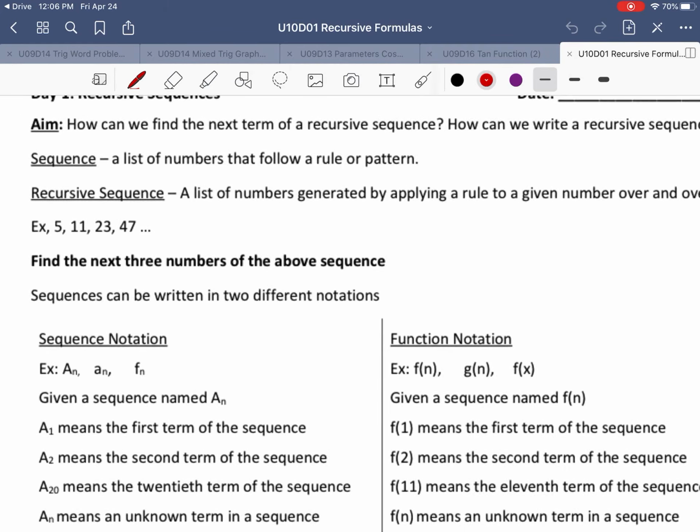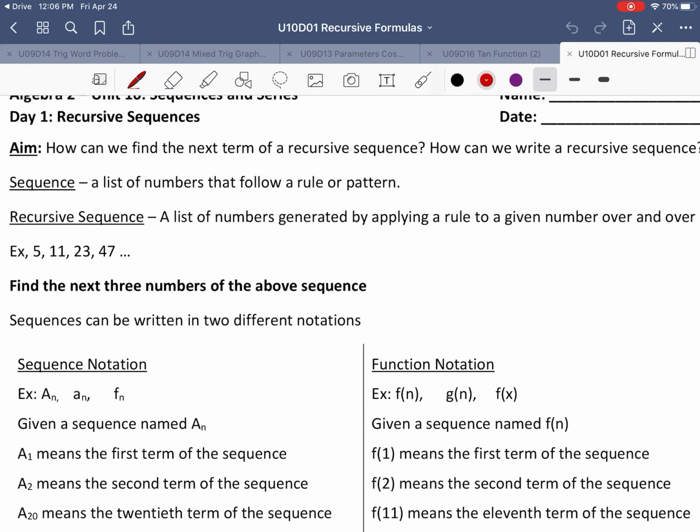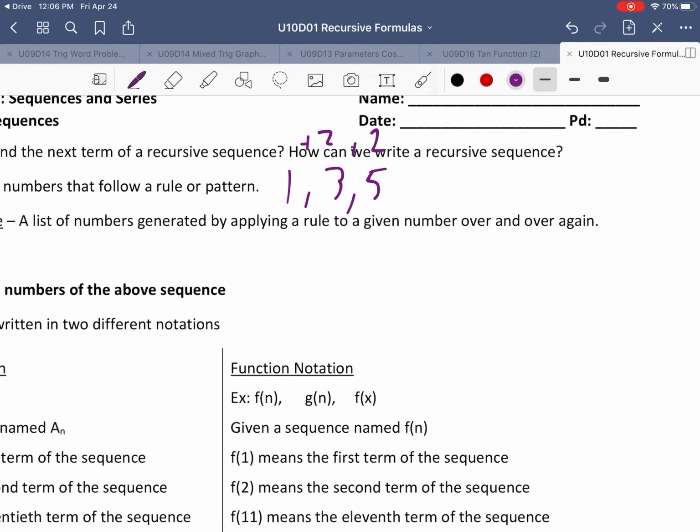So first of all, what is a sequence? Well, a sequence is just a list of numbers, or patterns technically. It doesn't have to be numbers. It could be shapes that grow or change that follow some sort of a rule. So a very simple rule would be 1, 3, 5, or a pattern at least. So this would be a sequence. This pattern is plus 2. Okay, so that's that pattern.